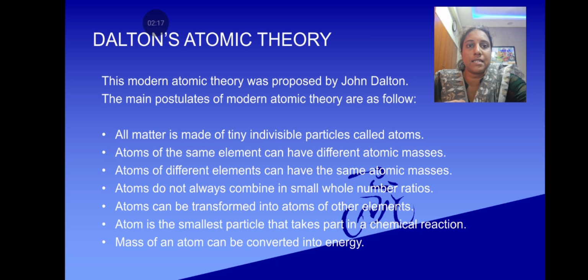Next is Dalton's atomic theory. This modern atomic theory was formulated by John Dalton. The main postulates of this theory are: one, all matter is made up of atoms. Then, the atoms of the same element can have different atomic masses. They are called isotopes. Next, atoms of different elements can have the same atomic masses. They are called isobars.